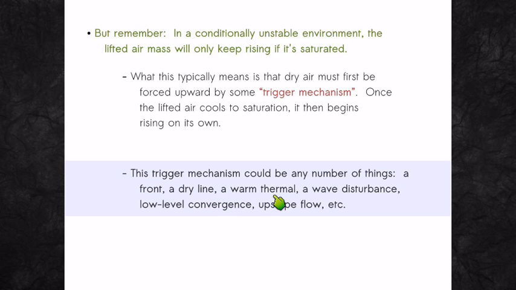It could be a warm thermal. So you have a warm spot at the ground, and that causes the air to rise at that spot until eventually the cloud forms. It could be a wave that propagates through that causes the air to rise. Low-level convergence into a low-pressure system, say, or other kinds of convergence will push air upwards and cause the air to rise. Flow up a mountain. There's a variety of different things that can lift the air while it's dry up to the point where it becomes cloudy, and then it starts to go on its own because conditional instability kicks in.